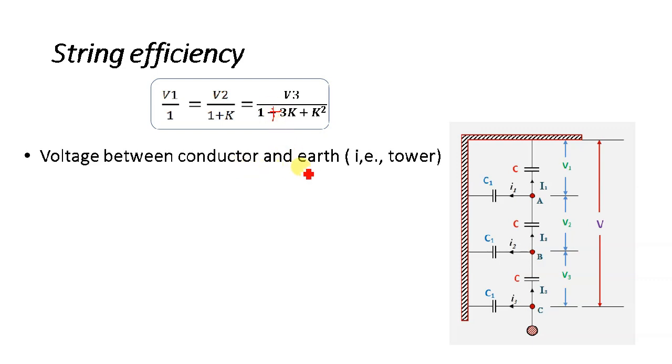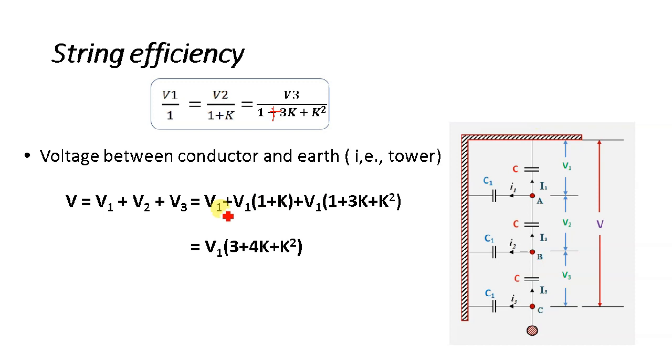Now the voltage between the conductor and earth, or we can say between the conductor and the tower body or the cross arm, is total V, which is equal to V1 plus V2 plus V3. So if we take V1 as a reference, then we can write V2 is equal to V1 into 1 plus K, and V3 is equal to V1 into 1 plus 3K plus K square. And if you simplify this equation, you will get V equal to V1 into 3 plus 4K plus K square.